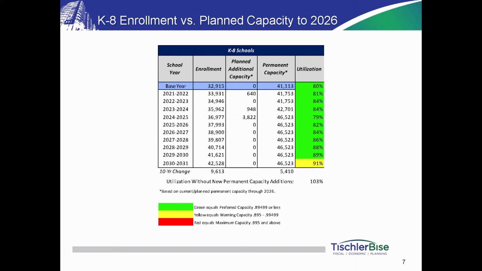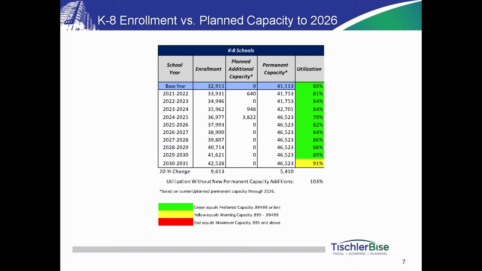So the next step is we look at K through 8 enrollment versus planned capacity through the year 2026. Basically, that blue row represents where your enrollment is when you add the elementary and middle school capacity versus enrollment. You can see that we're still in that preferred capacity range. We're at 80%. Then we look at the projected enrollment at those grade levels, which we saw on a previous slide.